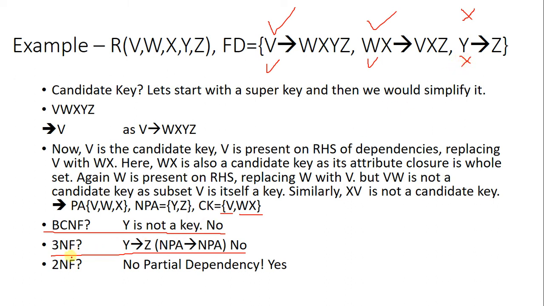Next we check for second normal form. The second normal form says no partial dependencies. No partial dependency means that a proper subset of a candidate key should not determine any other attribute in the table. V is the whole candidate key, Wx is the whole candidate key, so no partial dependency. Y is not part of any candidate key, so no partial dependency. So yes, it is in second normal form.